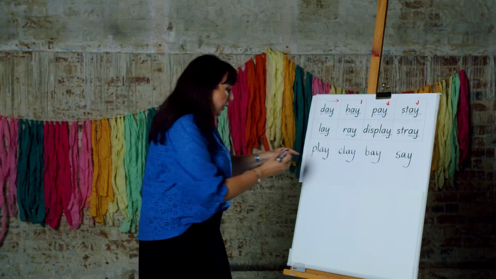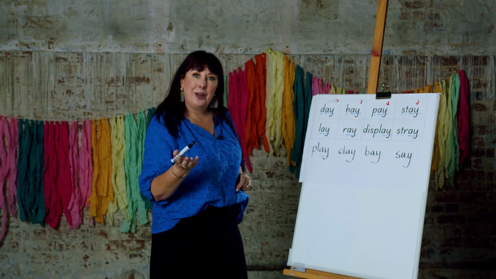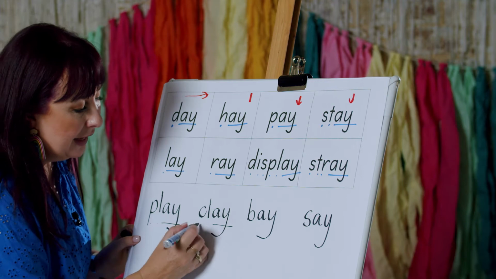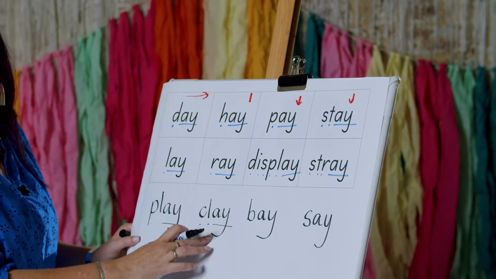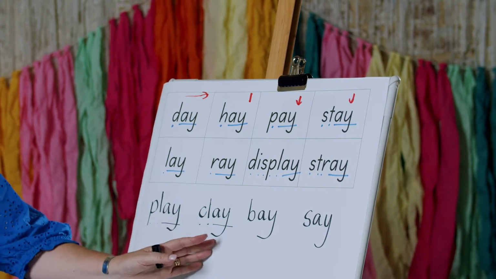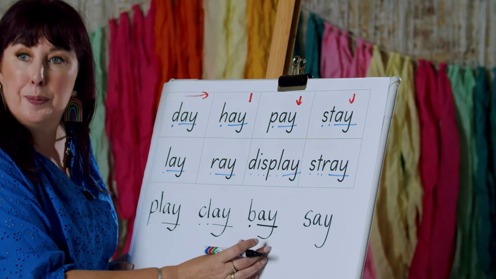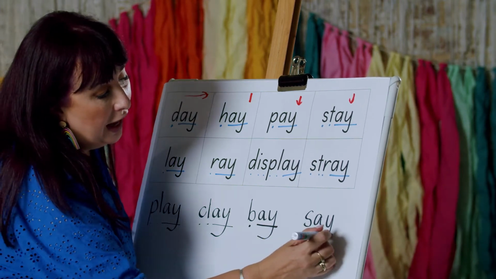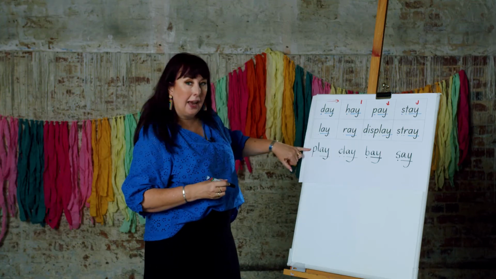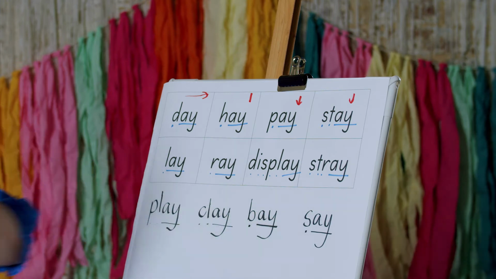Our last row, p, l, A, play, our key word. C, l, A, clay. I love to play with clay. That's a pretty handy set of words. B, A, bay, s, A, say. Good job. Let's read that line again. Play, clay, bay, say. Good job.